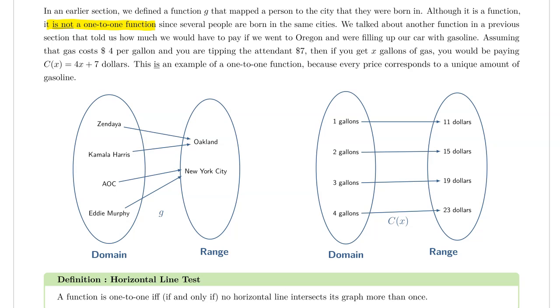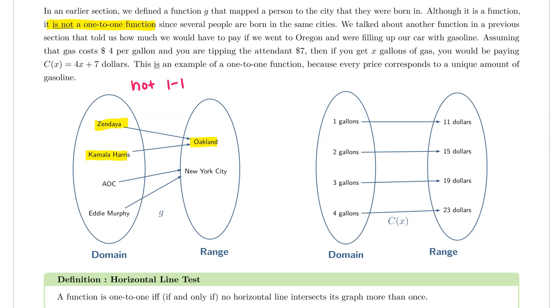So just visually here, we have an example of our g of x function, and it turns out that Zendaya and Kamala Harris were both born in the city of Oakland, and so this tells us that g is not one-to-one because we have multiple inputs mapping to the same output.